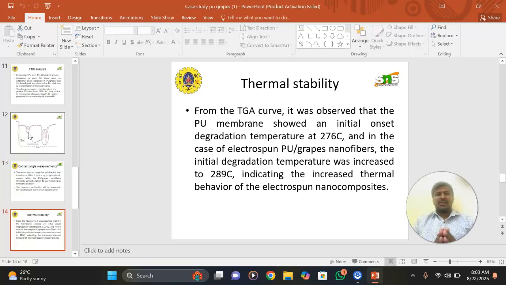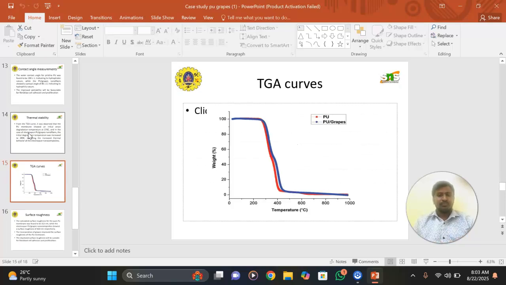Next, thermostability. Thermostability is used to analyze the initial degradation temperature of the nanocomposites. It was clearly shown that the initial degradation temperature of the PU nanocomposites was higher compared to the PU. PU showed an initial degradation temperature of 270 degrees Celsius. However, PU grapes showed an initial degradation temperature of 289 degrees Celsius, which clearly indicates the improved thermostability of the PU membrane.